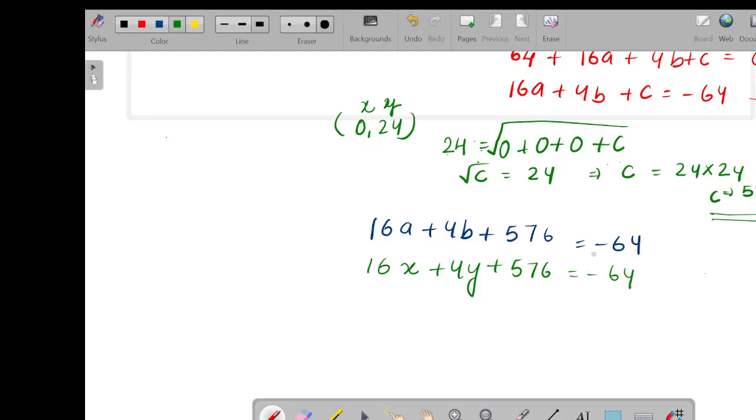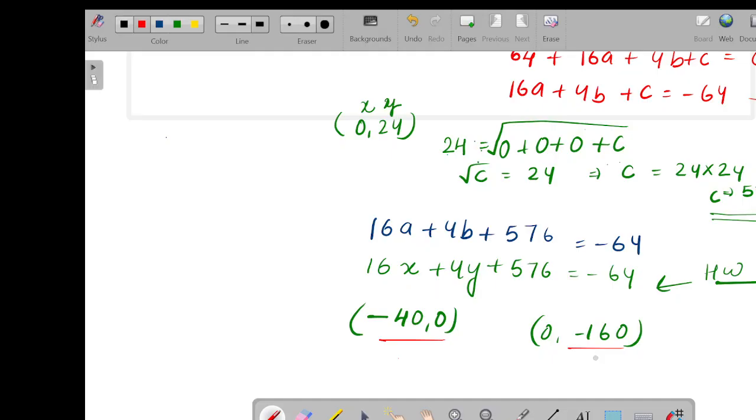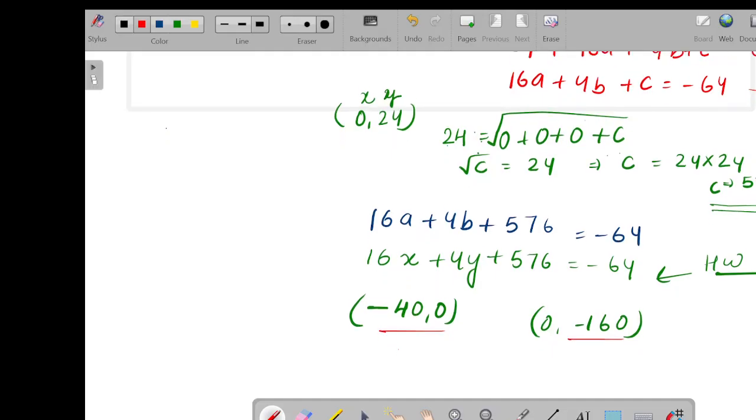You don't even have to simplify the constants. Put it like that. I'm giving you the homework: do it yourself, put it on Desmos, and make sure you get these two points of intersection. The first point will be (negative 40, 0), and the other point will be (0, negative 160). You can take either point. It is not that you will get a different answer; you'll end up getting the same answer.